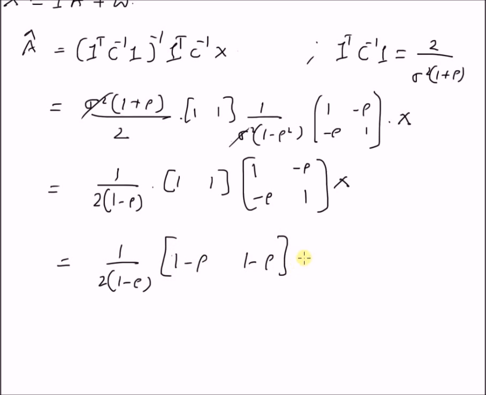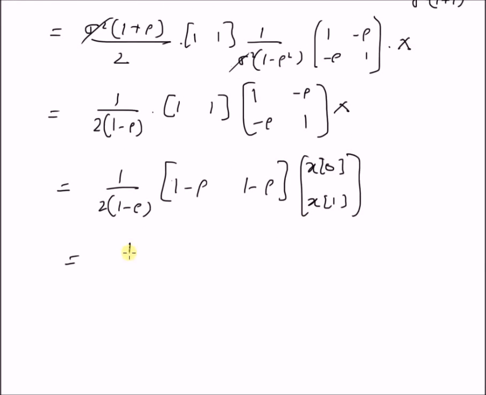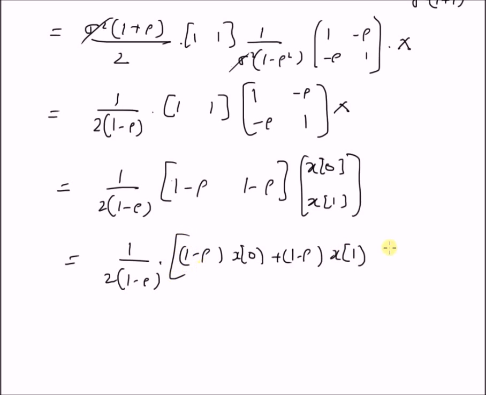It becomes a row vector. And then we have the observation vector x, which is x of 0 and x of 1. So the final sum is 1 by 2 times 1 minus rho multiplied by 1 minus rho into x of 0 plus 1 minus rho into x of 1. And this is clearly equal to x of 0 plus x of 1 upon 2. It is nothing but the sample mean of the observations x of 1 and x of 0.